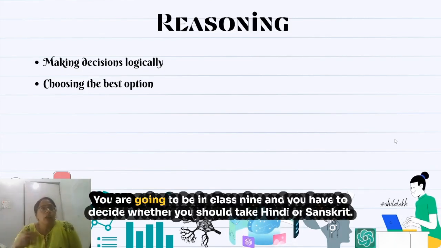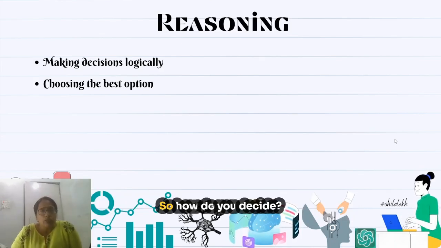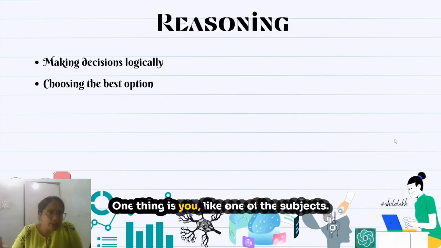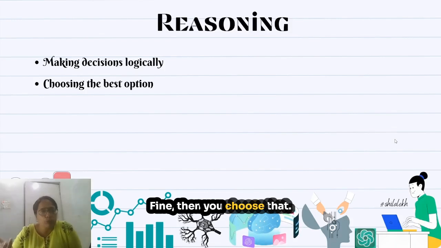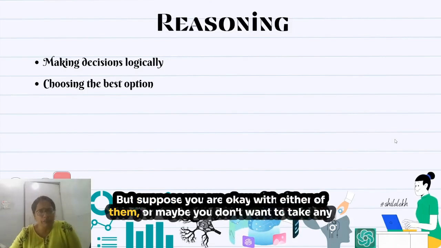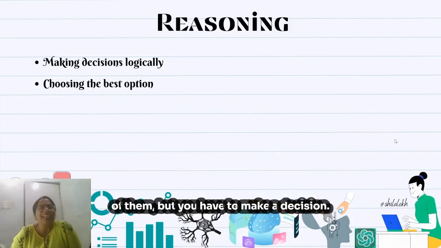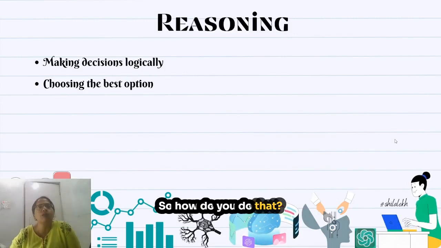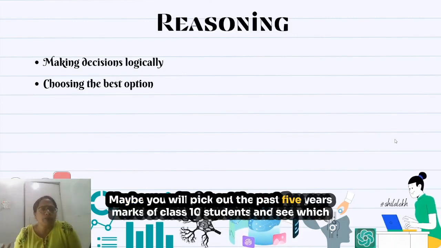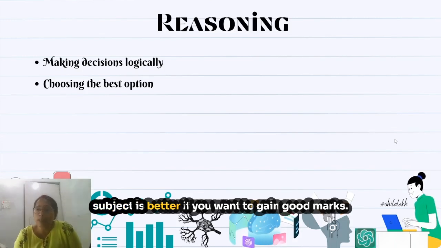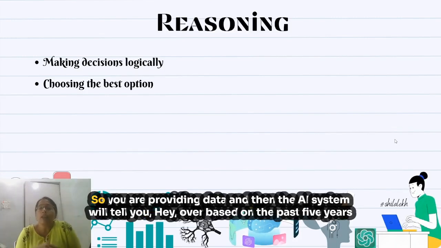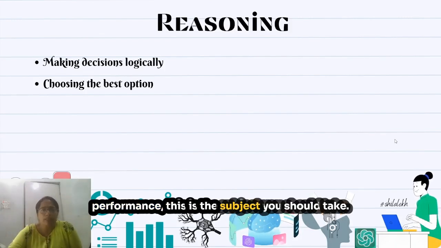You are going to be in class 9th and you have to decide whether you should take Hindi or Sanskrit. So how do you decide? One thing is you like one of the subjects. Fine, then you choose that. But suppose you are okay with either of them, or maybe you don't want to take any of them, but you have to make a decision. So how do you do that? Maybe you will pick out the past 5 years marks of class 10 students and see which subject is better if you want to gain good marks. So you are providing data, and then the AI system will tell you, hey, based on the past 5 years performance, this is the subject you should take.